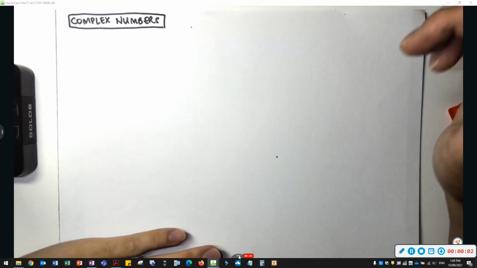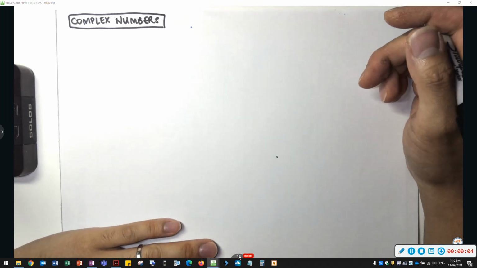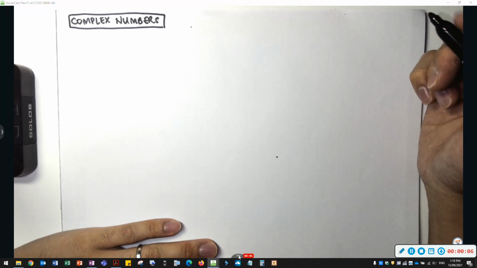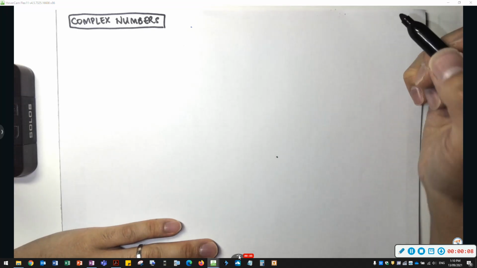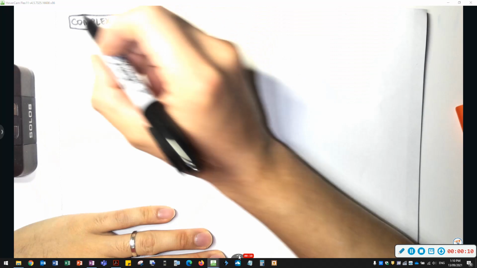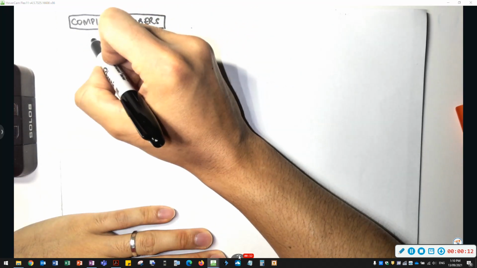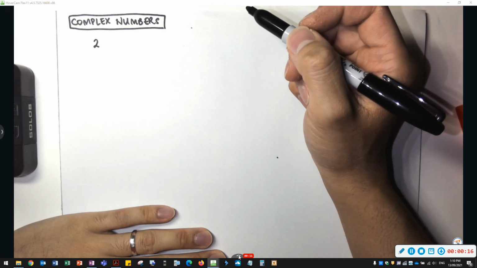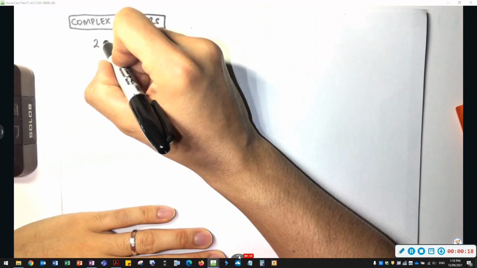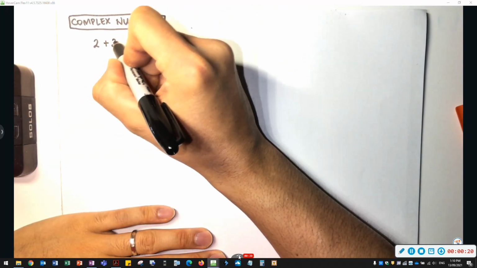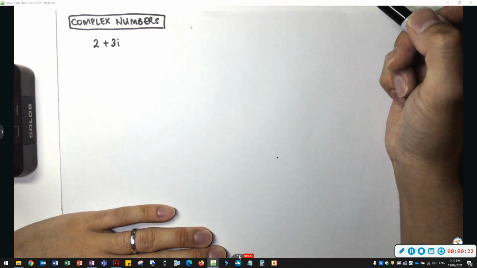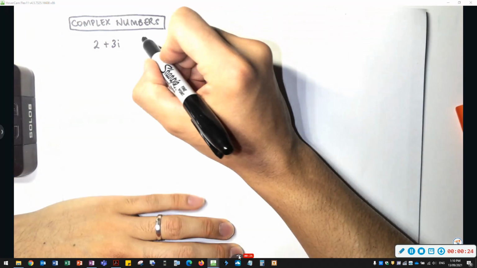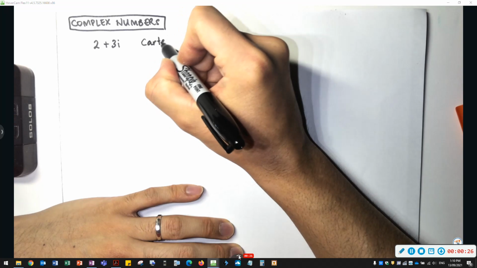So we're going to have a look at complex numbers and how to represent them on a plane. Just remember that a number can be written with a real part, say the number 2, and we're going to add another component, that's the imaginary component. So we just write it afterwards. Something like 2 plus 3i. This form is called the Cartesian form.